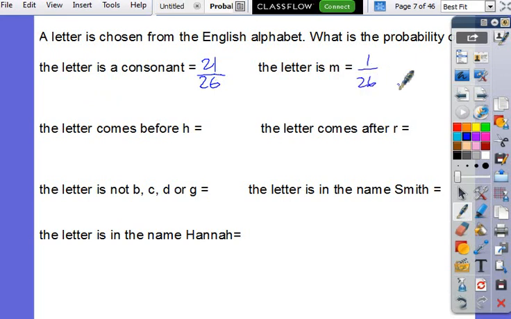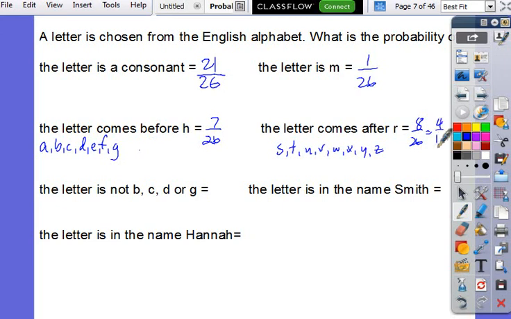The letter comes before H. If you need to, write them down. So those are the ones that come before it. Count them up. That would be 7 out of 26. Comes after R. So that would be 8 out of 26, which would be 4 out of 13. The letter is not B, C, D, or G. So if it's not those 4, it is one of the other 22. Simplify that down, get 11 over 13.